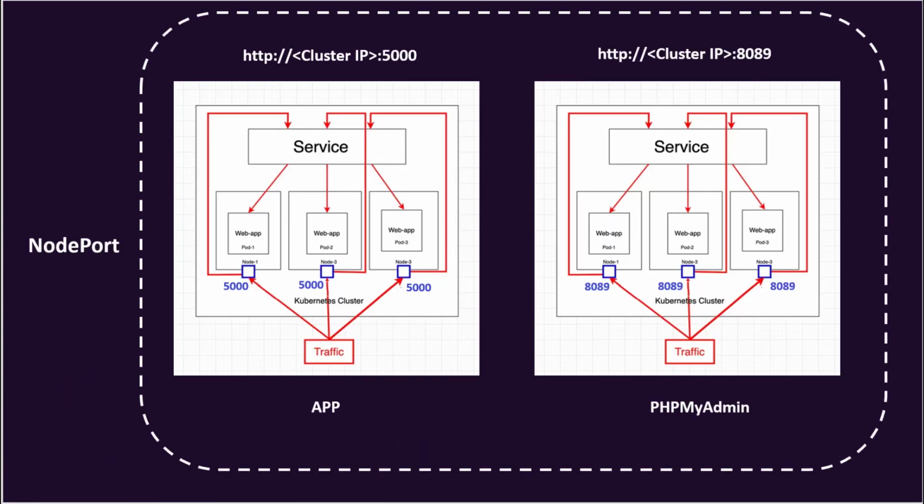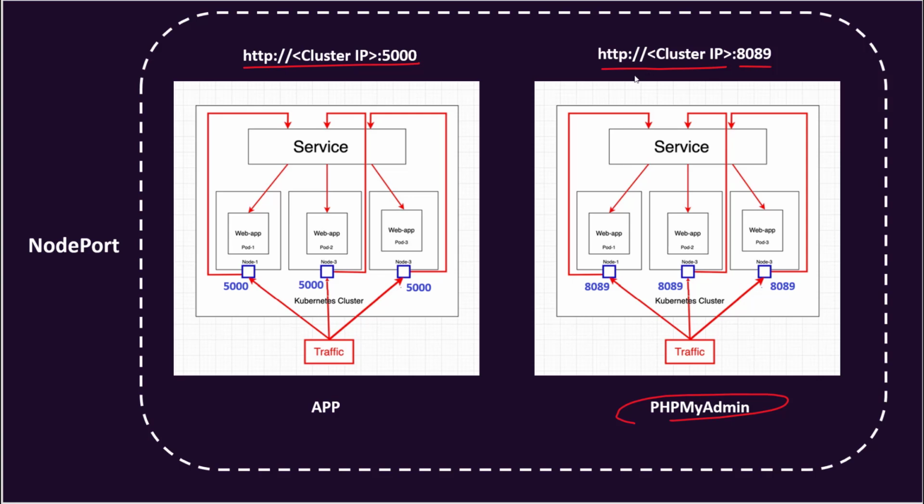If you remember from the last part, to access our application we use something like the cluster IP and a port, for example 5000, or to access phpMyAdmin to change anything in the database configuration. Also, we need to use the cluster IP address and, for example, this port to access phpMyAdmin.